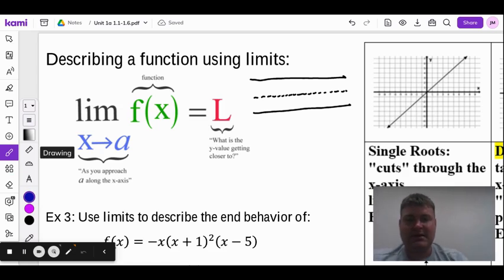So the limit, I always use a cursive L because I don't like using a non-cursive L because I confuse my non-cursive L's with the number 1. So I'm just going to use, and what I do is I put it like this.